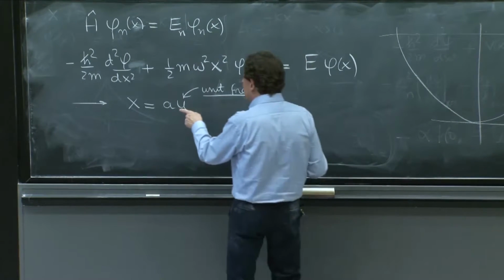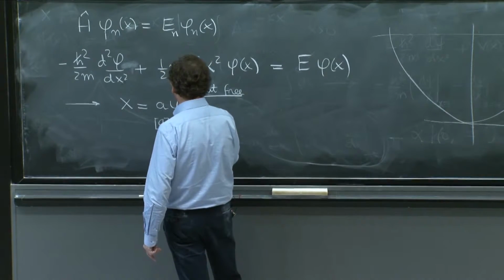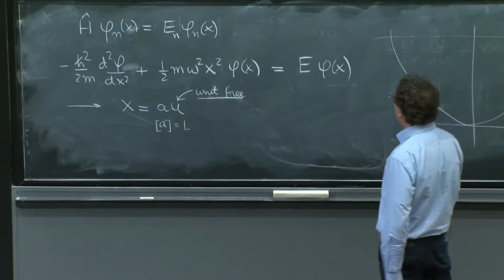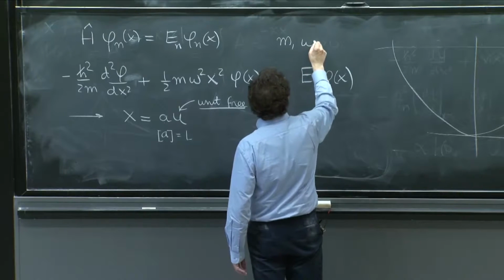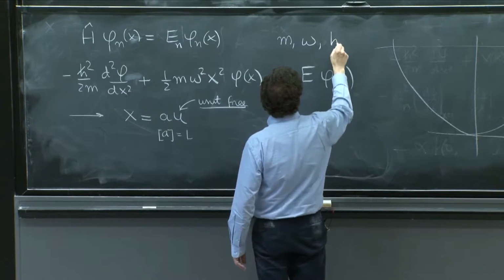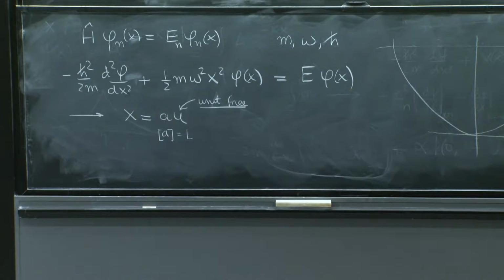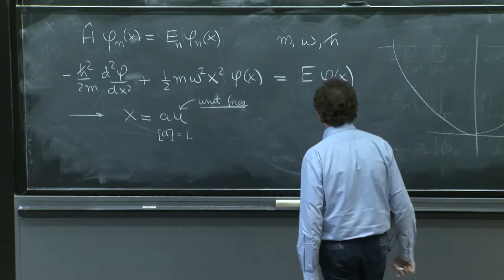But then this a has to have units of length. So the first thing you have to do is look up in your problem what are your constants. You have a mass m, a frequency omega, an h bar, and you need to find a constant with units of length. Wasn't that in your test? I think so. How do you find a constant with units of length here?